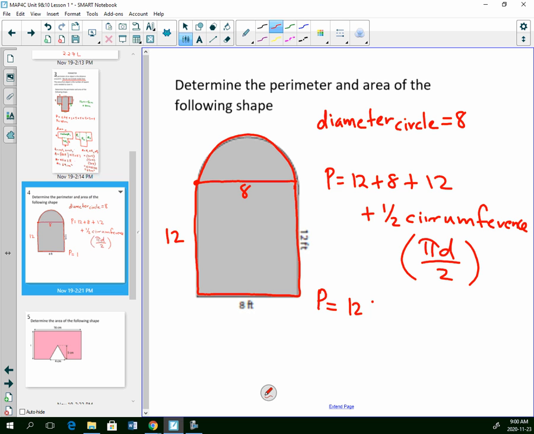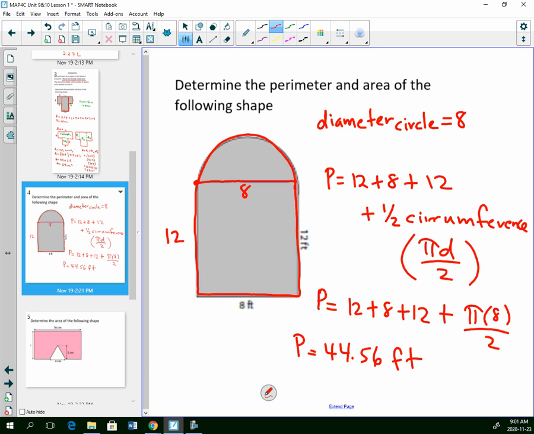Okay, so my perimeter is 12 plus 8 plus 12 plus pi times 8, and then half of that, right? So that's the diameter. And then we'll calculate that. So I'm just going to use 3.14 for pi. If you want to use pi, that's fine, and then you can round at the end, but 3.14 is fine. Plus 12 plus 8. So total is 44.56. And the units are feet.